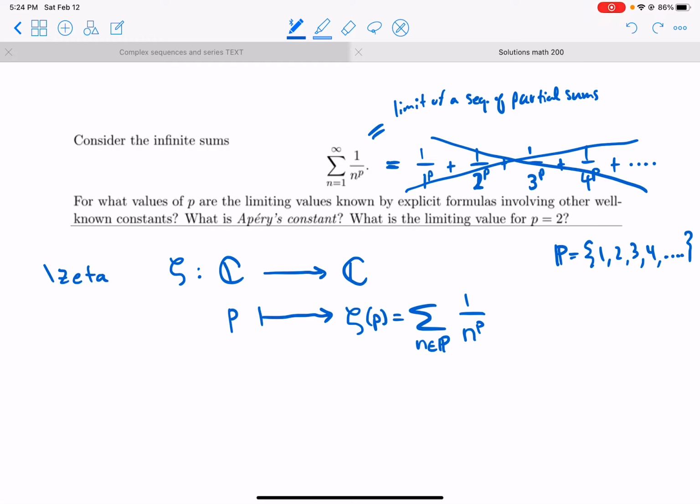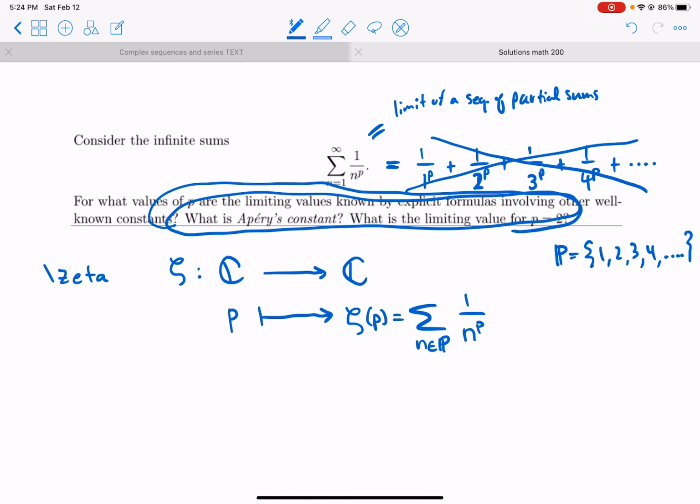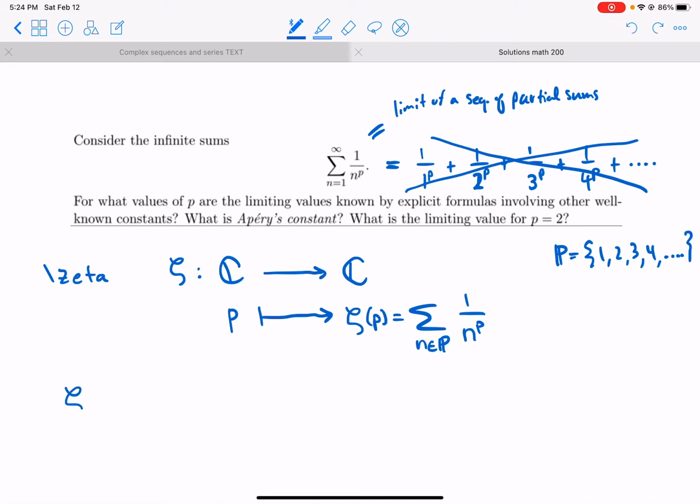Okay. Now, I have to answer the question, for what values of p are they known? What's Apery's constant, and what is the limiting value for p equals 2? So I'll say zeta of 2 is pi squared over 6, supposedly. Okay, we didn't prove that, so you can believe it if you like. Zeta of 4 is equal to some rational number and powers of pi. And in fact, not just zeta of 4, but also zeta of 6 is known. Zeta of 8 is known. Zeta of 10 is known.